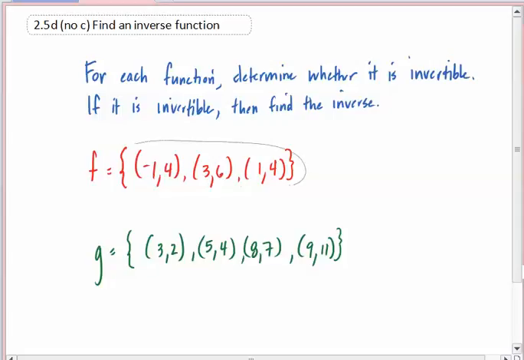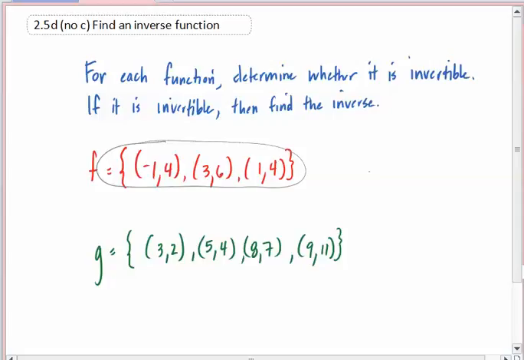This function here, does it have an inverse? Well, if it's one-to-one, is it invertible? Okay? If it's one-to-one, then it has an inverse and it's invertible. So let's take a look.